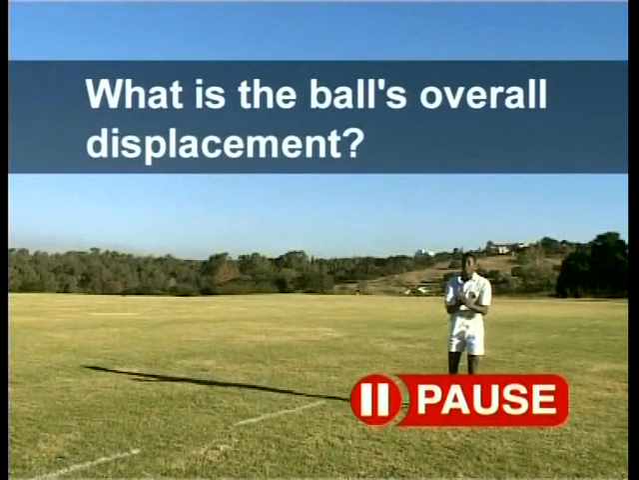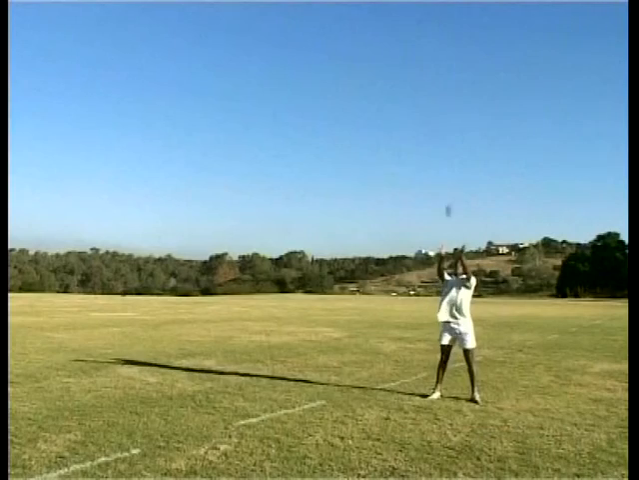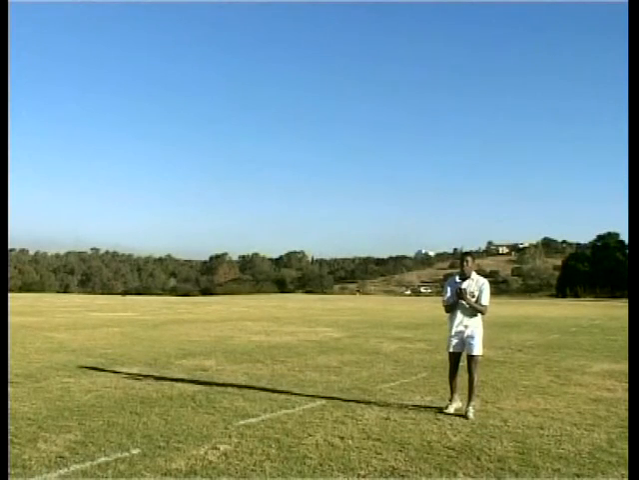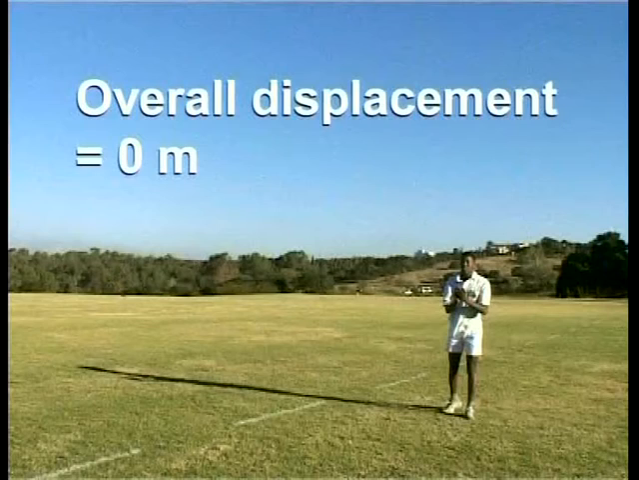What is the ball's overall displacement? The ball has returned to its original position, so its overall displacement is 0 meters. There is no change in position. However, this doesn't imply that the ball hasn't moved. All we know from a 0 displacement is that the object has returned to its original position. It's important to note that displacement is not the same as distance.